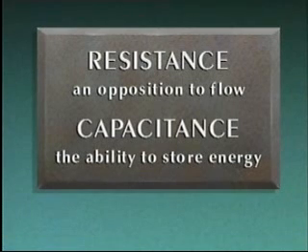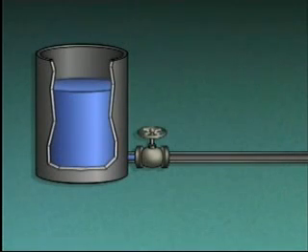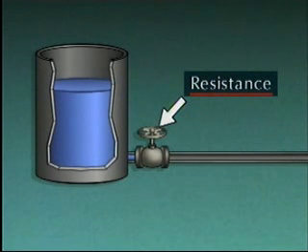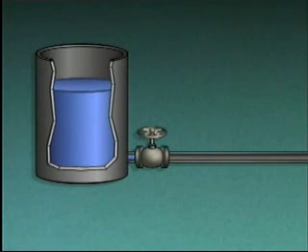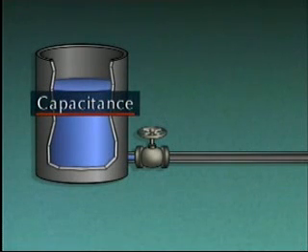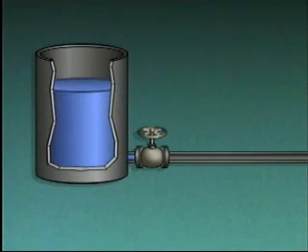While these terms are commonly used in describing electrical circuits, they can also be applied to process systems that contain fluids. For example, in this system, the resistance is caused primarily by a valve that opposes the flow of liquid from a container. The system's capacitance, or ability to store energy, is determined by the size of the container.